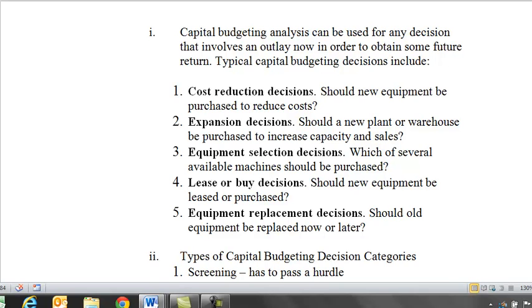Equipment selection decisions, which ask which of the several available machines should be purchased. Lease or buy decisions, which ask should new equipment be leased or purchased. And finally, equipment replacement decisions, which ask should old equipment be replaced now or should we wait until later?